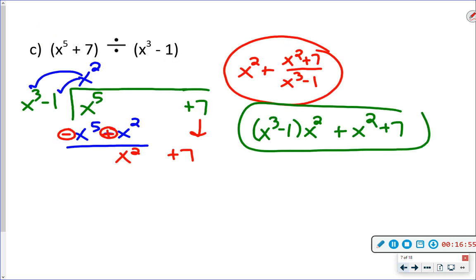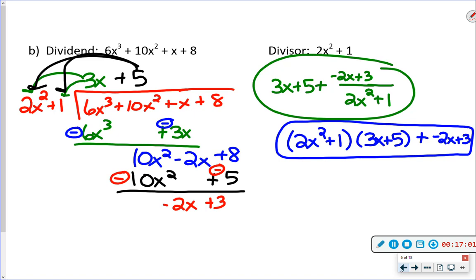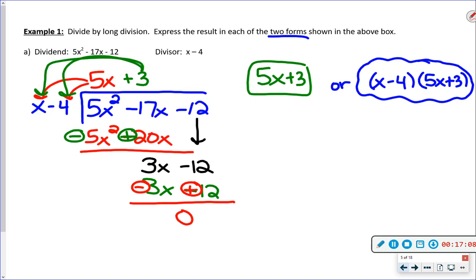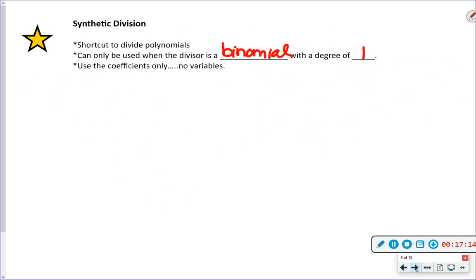My divisor on this is x cubed. Couldn't do synthetic even if I had the choice. The cube's ruining it. My divisor's degree can only be a 1. Hey, I could have done synthetic on this guy. Your divisor is a binomial degree of 1, x to the first. So that's why we show you both. All right, let's do it.